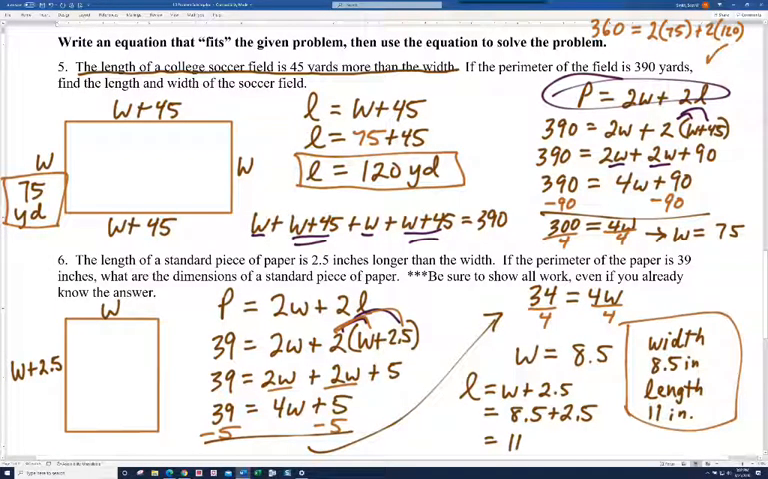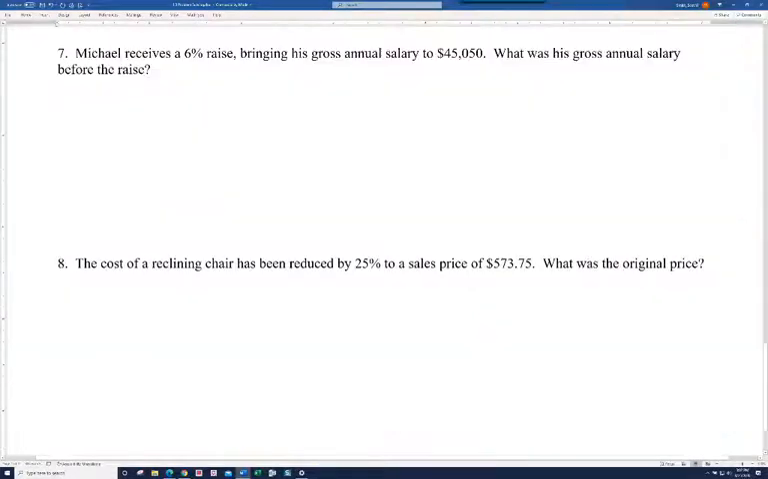All right, let's move on to number 7. So Michael receives a 6% raise, bringing his gross annual salary to $45,050. What was his gross annual salary before the raise? All right, so that's going to be my X. It'll be his annual gross salary, and that was what it was before the raise.